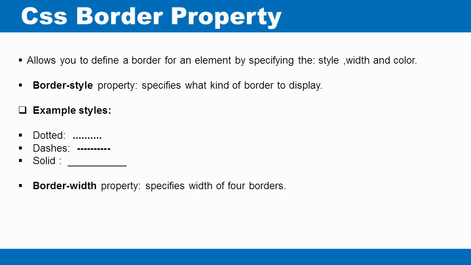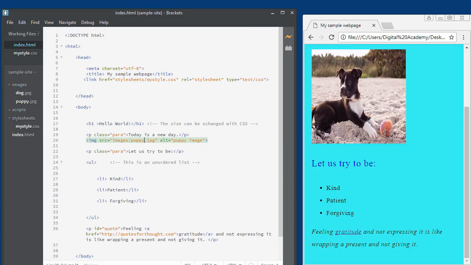We also have the border color property. The border color property basically is used to set the color for all the 4 sides of the border.